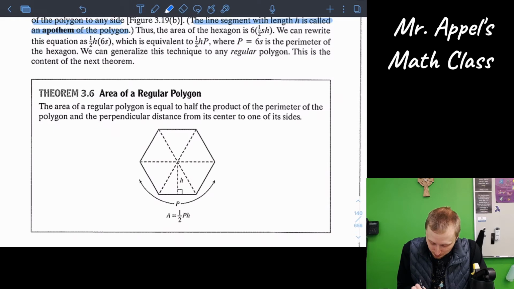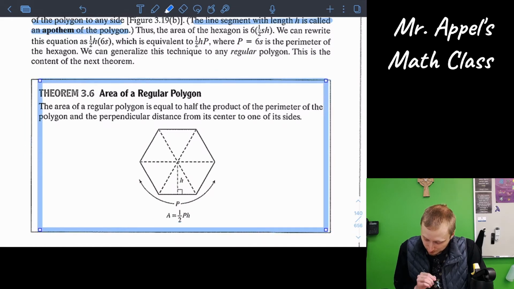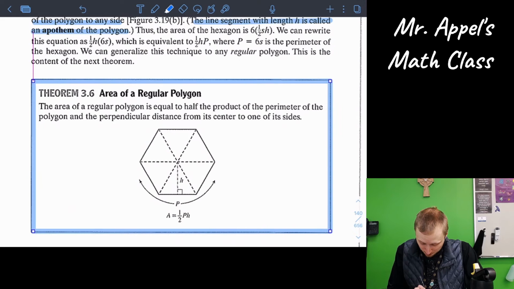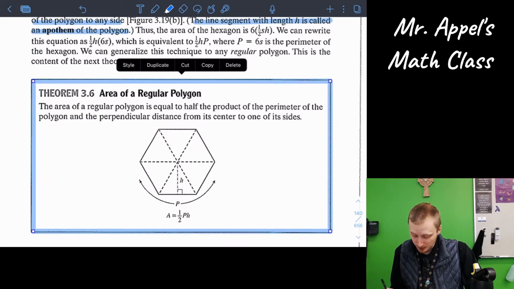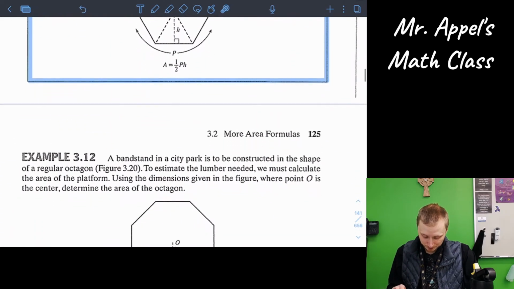So area of a regular polygon is equal to half the product of the perimeter of the polygon and the perpendicular distance from its center to one of its sides. Make sure to add that to your notes. And let's see it in action.